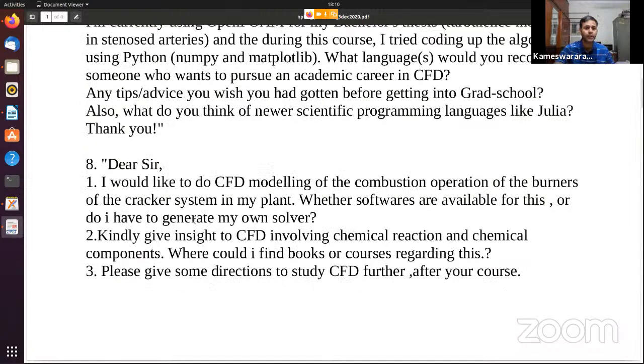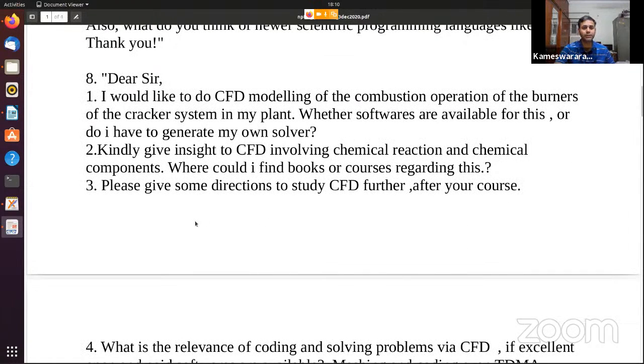Okay, thank you. Then the eighth question is, I would like to do CFD modeling of the combustion operations of the burners of the cracker system in my plant. Whether software is available for this, or do I have to generate my own solver? I'm not quite sure whether there are any solvers. I'm not a combustion person as such.